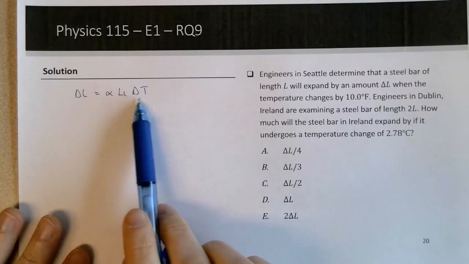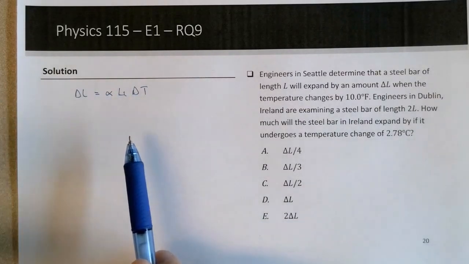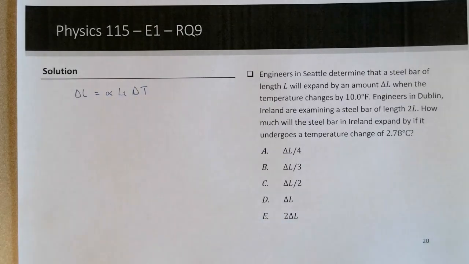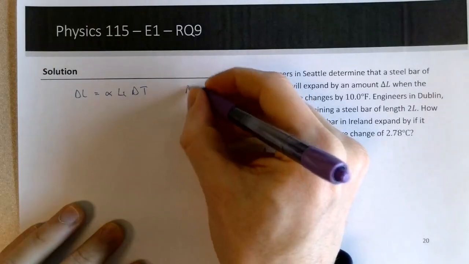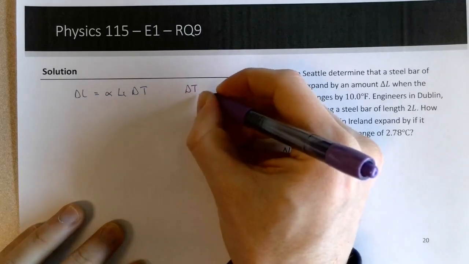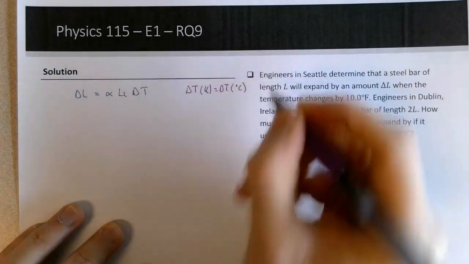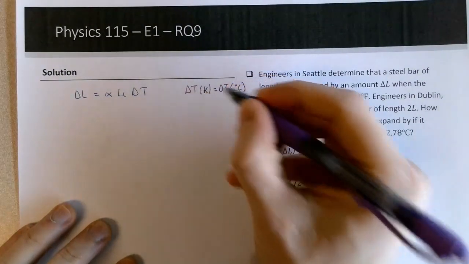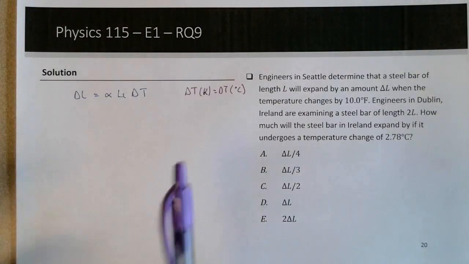And this change in temperature should technically be a change in temperature in Kelvin, but a change in temperature in Kelvin is equal to a change in temperature in Celsius. We have a challenging problem here with Fahrenheit, but we'll get to that in a second. Just to note, a delta T in Kelvin is equal to a delta T in degrees Celsius, so a change of 1 Kelvin is equivalent to a change of 1 degree Celsius. That's not true for Fahrenheit to Celsius or Fahrenheit to Kelvin.